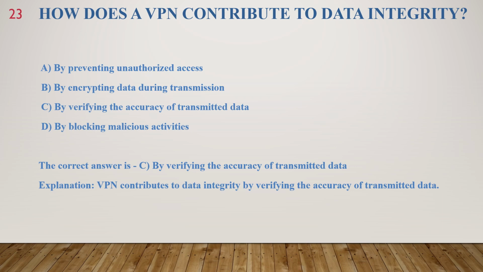C. Verifying the accuracy of transmitted data. This is where VPNs contribute to data integrity. They utilize cryptographic hash functions to generate a unique fingerprint of the data before transmission. When the data arrives at its destination, the hash function is calculated again and the results are compared. Any discrepancy indicates that the data has been altered or corrupted during transit.